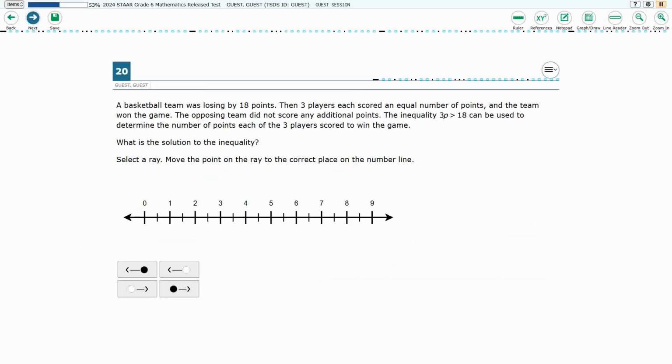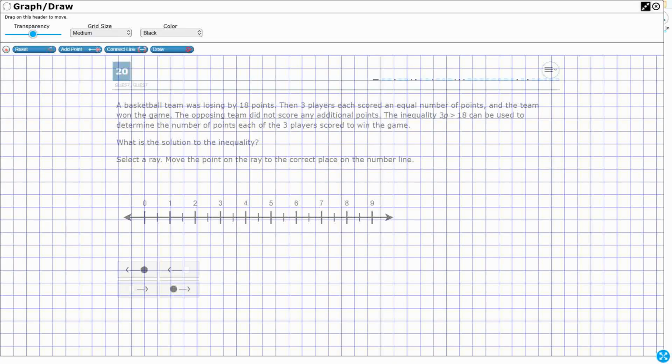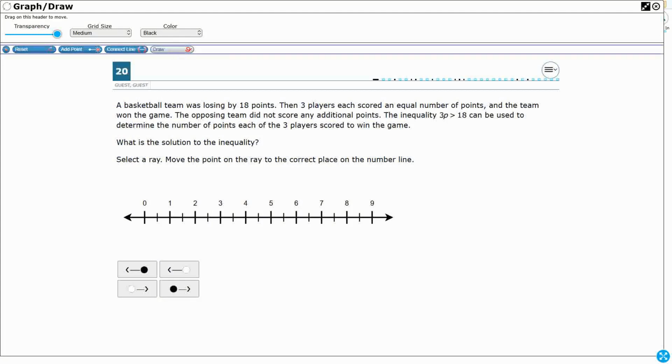For number 20, you notice we've got a number line here. We're supposed to select the arrow and move the point on the array to the correct place in the number line. So this is a slightly different problem here. All right, so let's take a look at what we've got. A basketball team is losing by 18 points. Then 3 players each scored an equal number of points and the team won the game. Okay, the opposing team did not score any additional points. So the inequality, here we go.